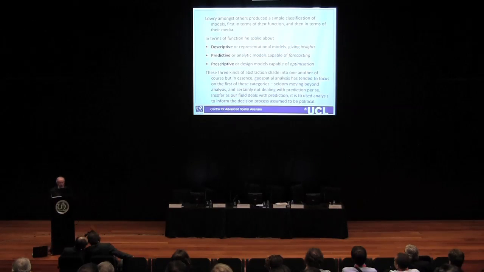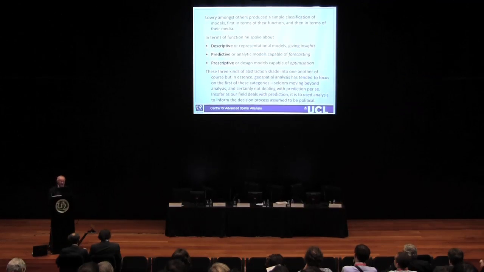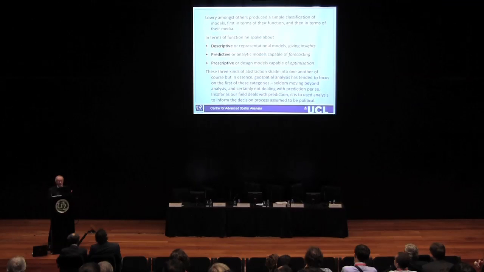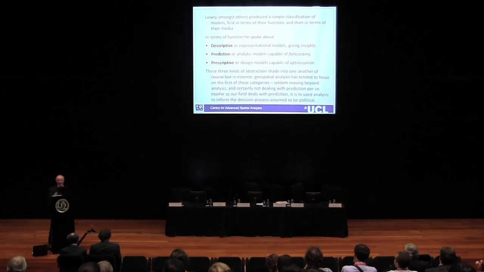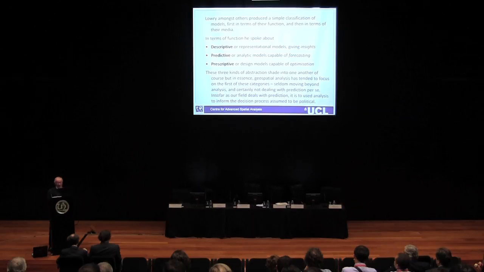But added to this, he said, in our field, we're interested in design. We're interested in using models to enable us to prescribe or design models which are capable of optimization. So these are the three categories that really developed the field. Now, in fact, 40 years on, the prescriptive or design model in terms of optimization has really fallen out of favor massively, largely because the kind of systems that we're involved in, the kind of urban planning and policy systems, are widely regarded as far too complex for optimization models to be applied per se. The idea of building a model and then optimizing it is really only a tiny fraction of what goes on in urban planning and design. So, to some extent, optimization models have dropped off the agenda.